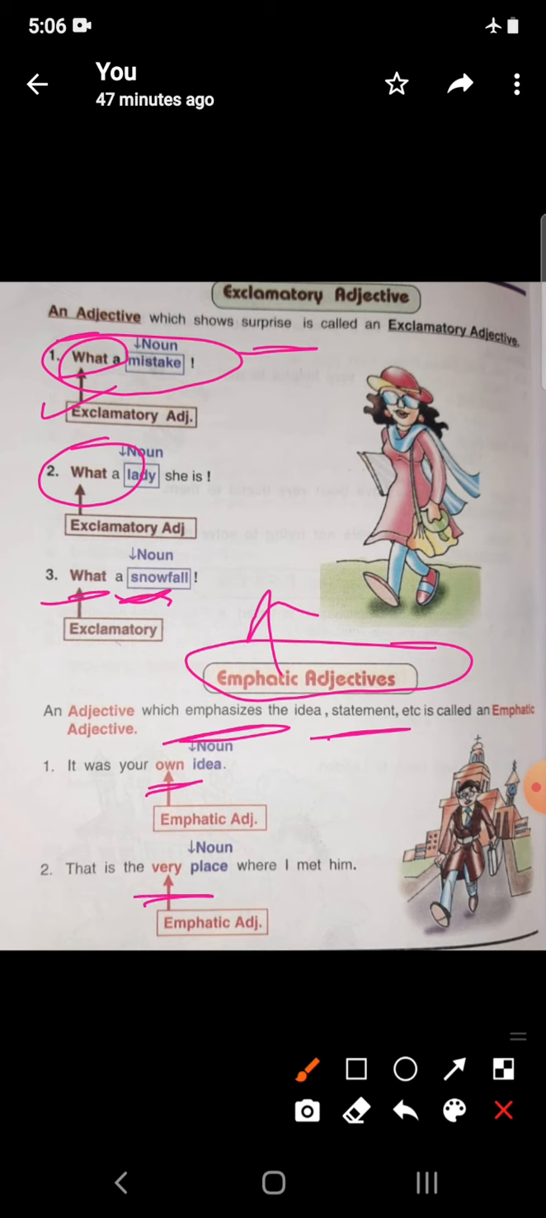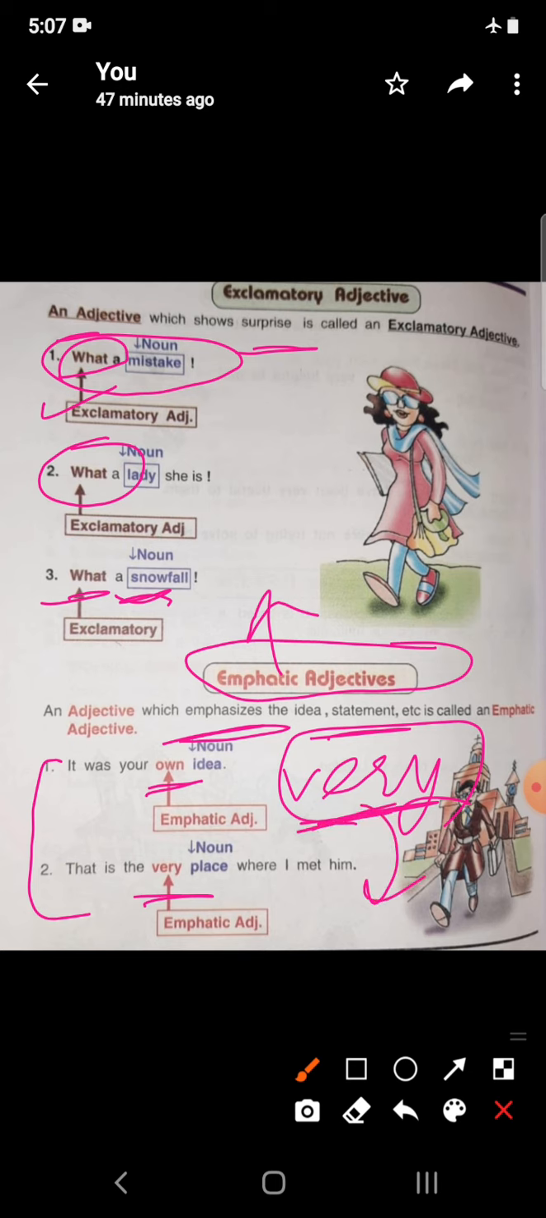Very commonly we use these two words, own and very. This is the very person I met last Sunday. This is the very thing I was talking about. This is the very place I lived 5 years back. So here you have the words very and own. It was your own idea.